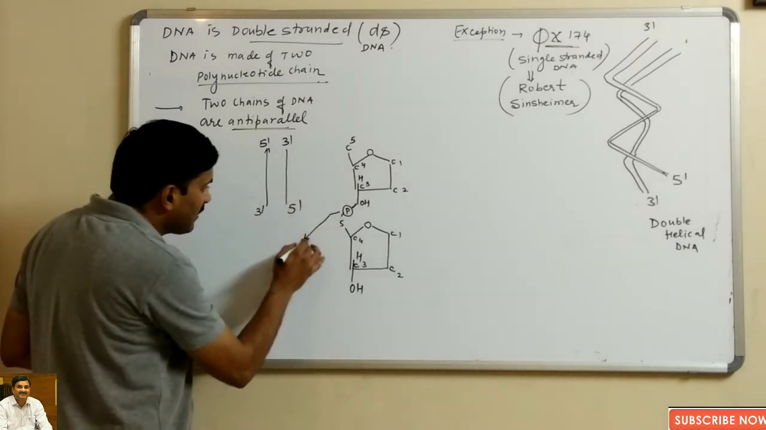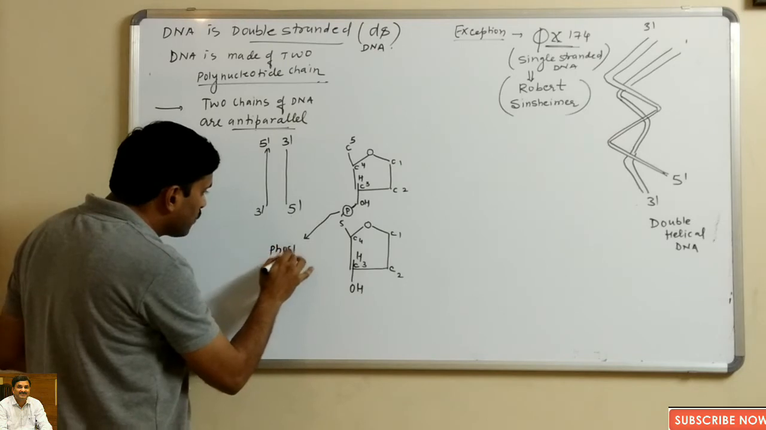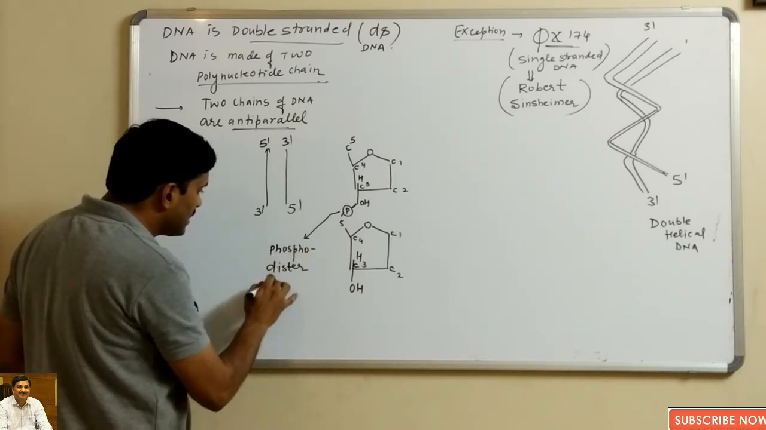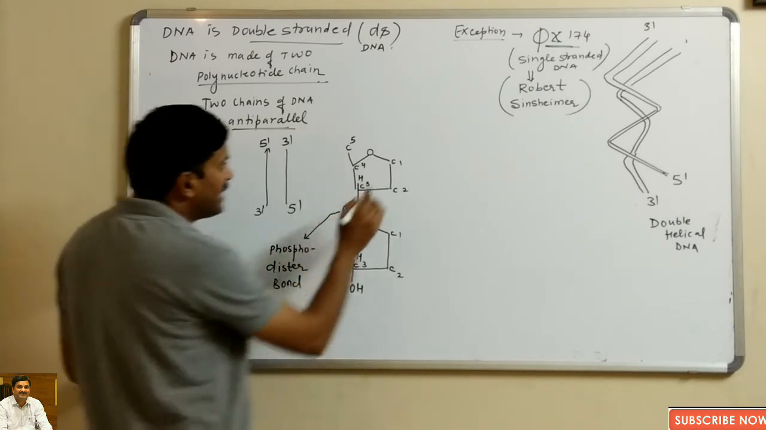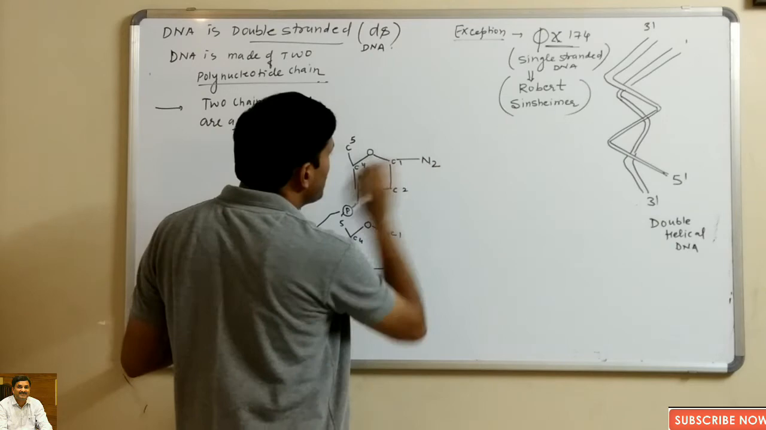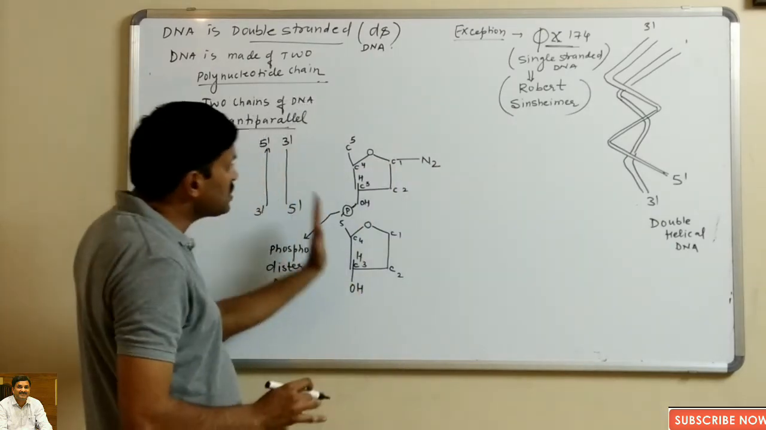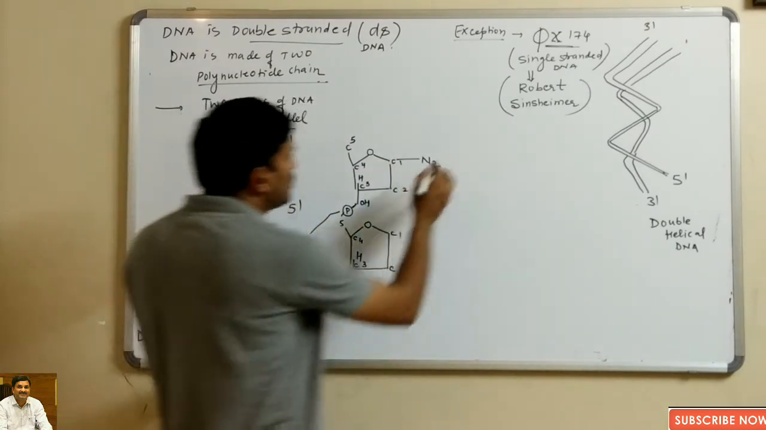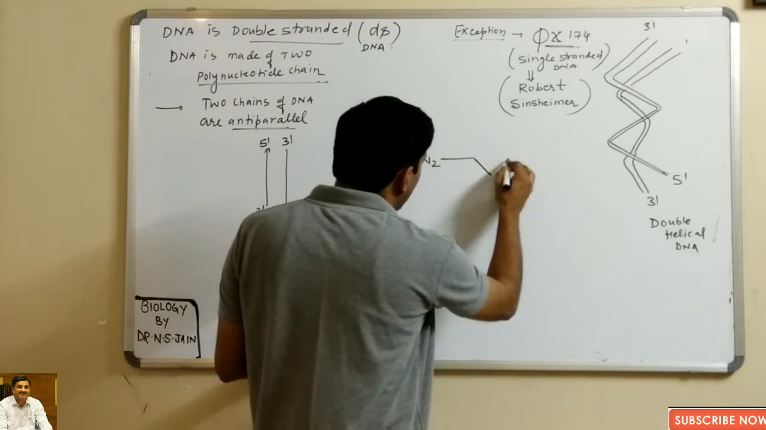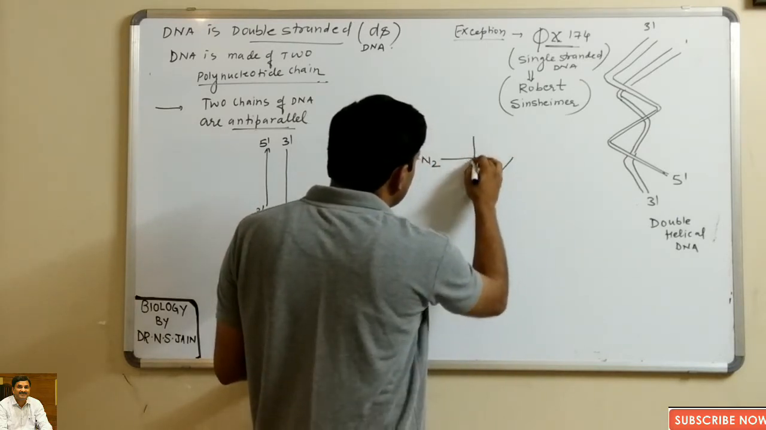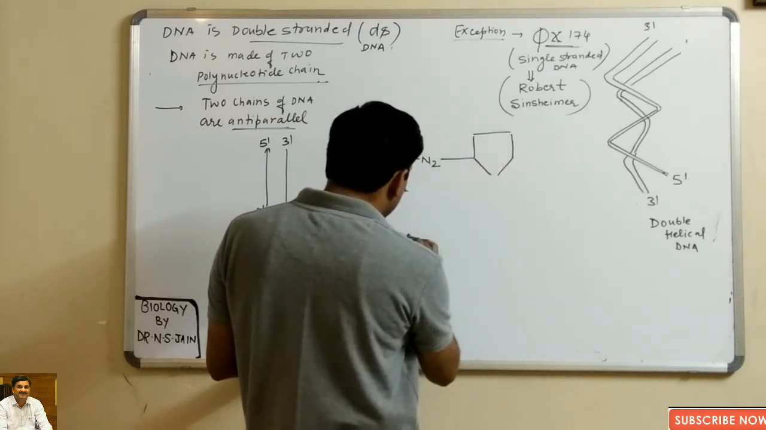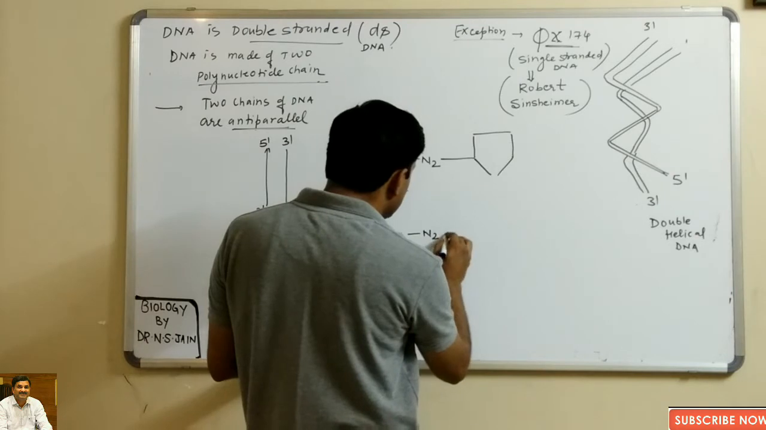So I am writing here that this is a phosphodiester bond. You must know that at the 1st position a nitrogen base is present. Now the other chain is antiparallel to this. Like this you can see how it will form an antiparallel chain. So this is the other chain, and here also a nitrogen base is present.